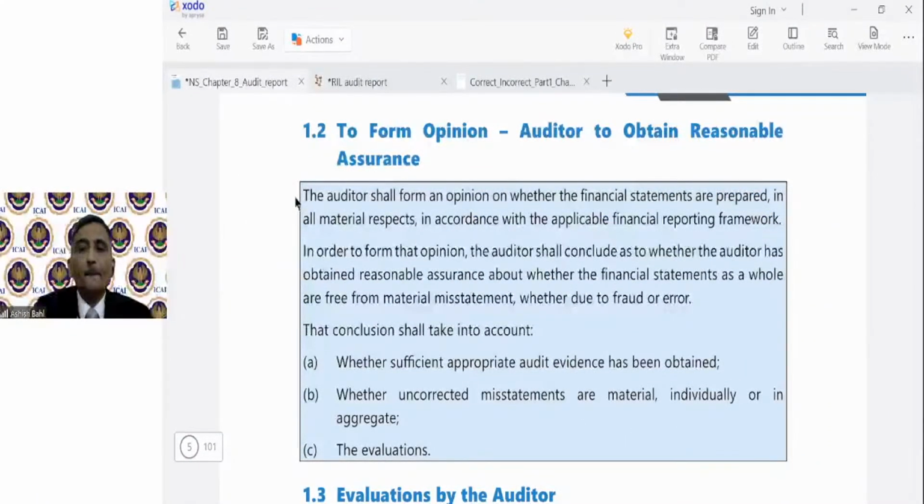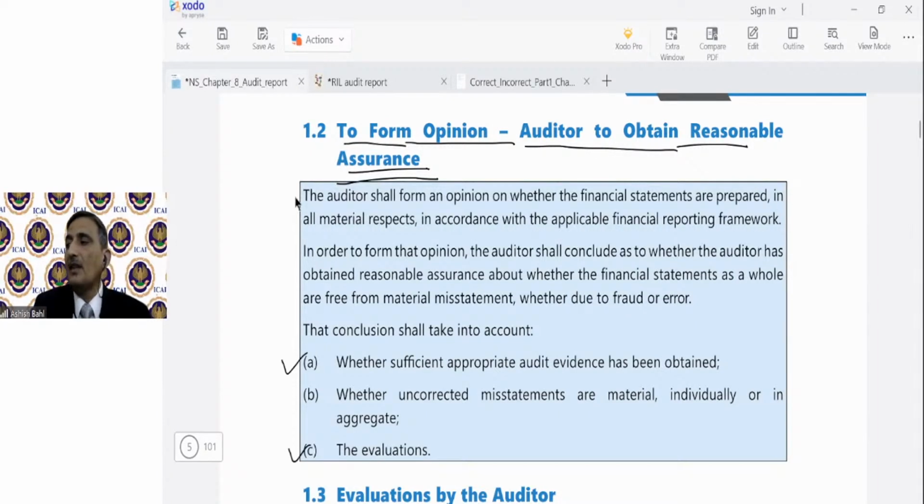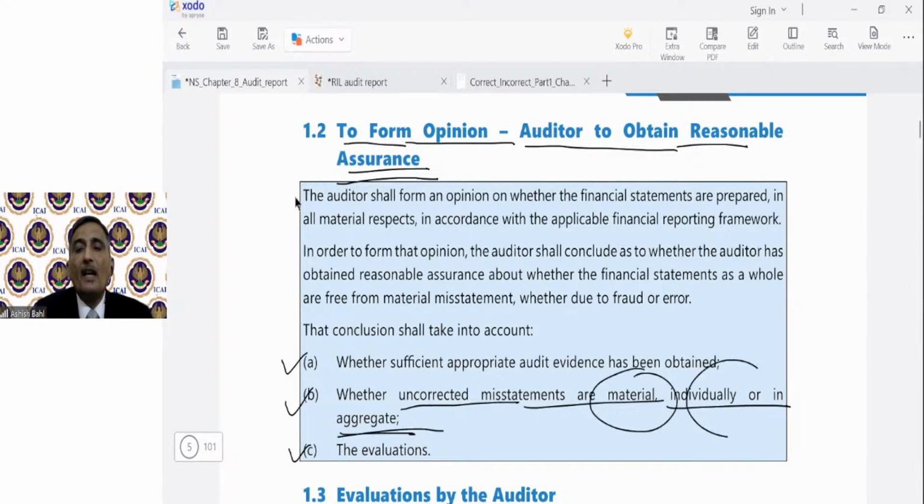So students, you must be knowing also that to form an opinion the auditor obtains reasonable assurance. For this he has to first of all obtain audit evidence, and on the basis of audit evidence he would be drawing conclusions, and on the basis of conclusions he would be making evaluations. He would also be seeing whether uncorrected misstatements are material individually or in aggregate. So these things are important for him to form an opinion.